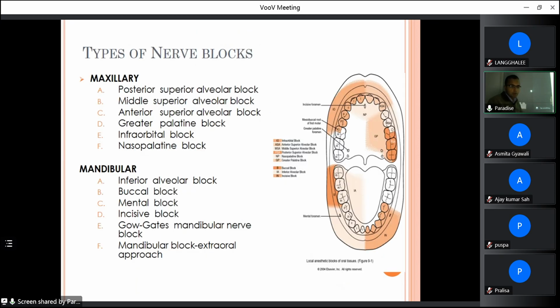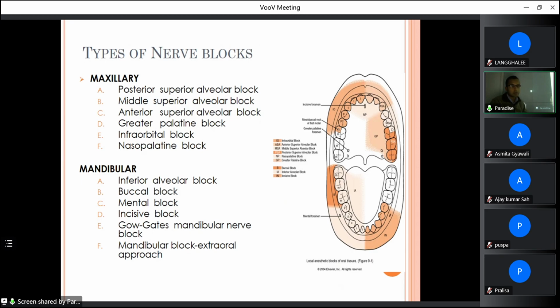So, types of nerve block: in case of maxilla, there is posterior superior alveolar nerve block, MSA, ASA, greater palatine block, infraorbital block, and nasopalatine block. In case of mandible, it can be inferior alveolar nerve block, buccal nerve block, mental nerve block, incisive block, Gow-Gates mandibular nerve block, and mandibular block, extraoral approach.